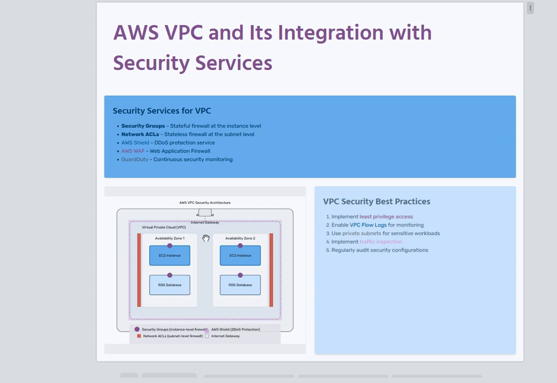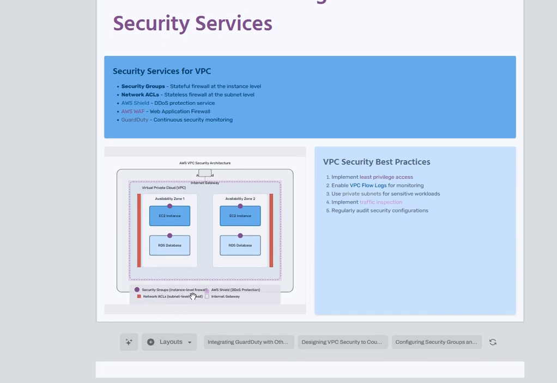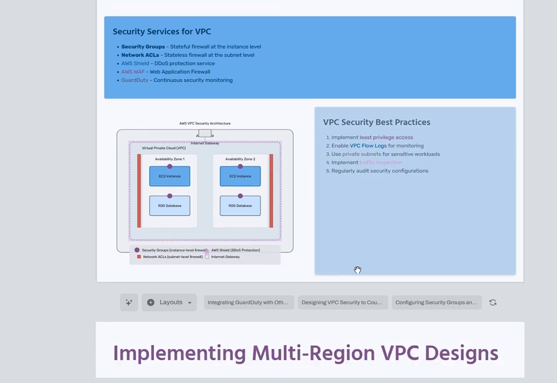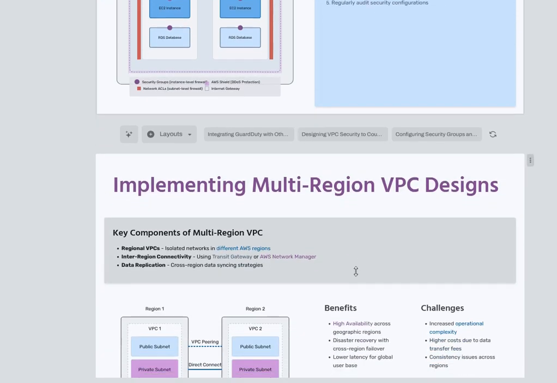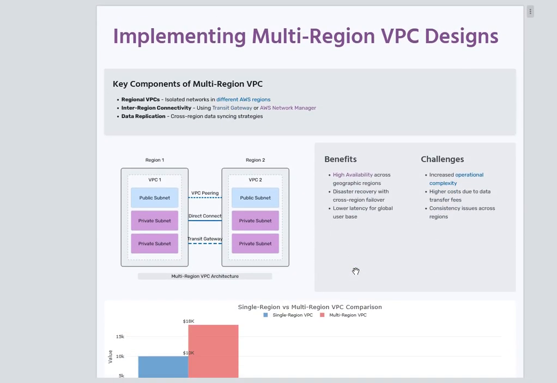So here you can see security groups at the instance level, then AWS Shield for DDoS protection, and network ACL at the subnet level, and then the internet gateway, right? So that is the security configuration of VPC, and then we're going to talk about how we implement multi-region VPC designs, right?